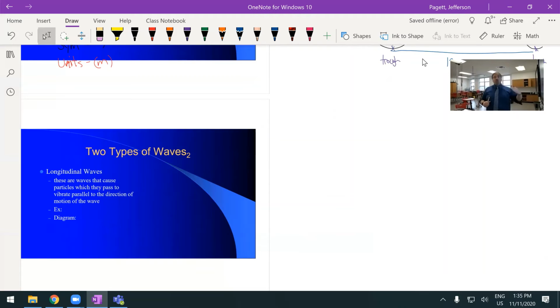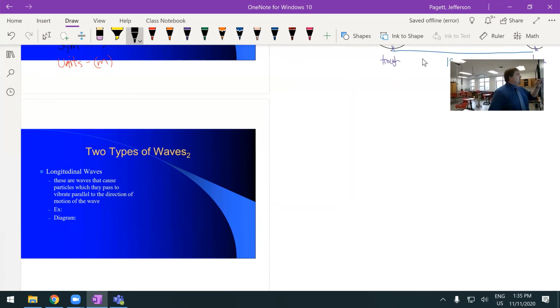And so with transverse, as the wave traveled from left to right, the particles would vibrate perpendicular. In a longitudinal wave, the particles travel parallel. And so this is a little bit tougher to diagram, and I'm going to give you a demonstration. I'll put a video link in here so you can see it, or I'll demonstrate it tomorrow in class.